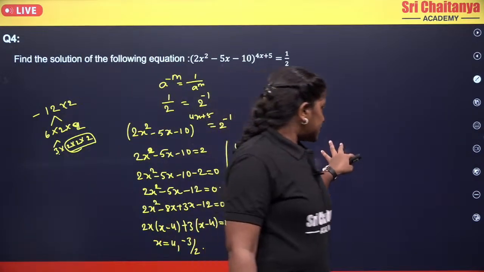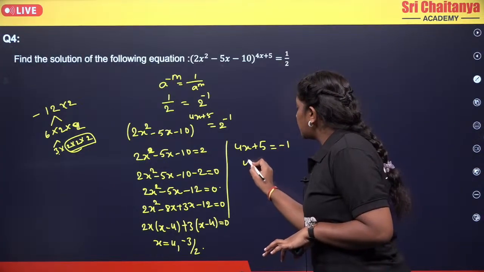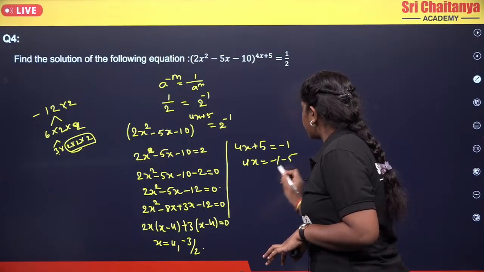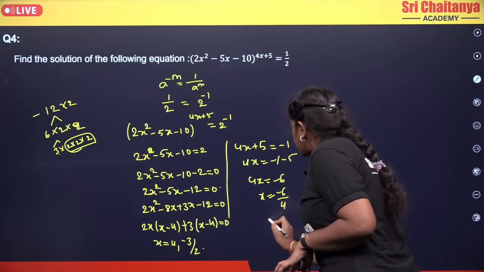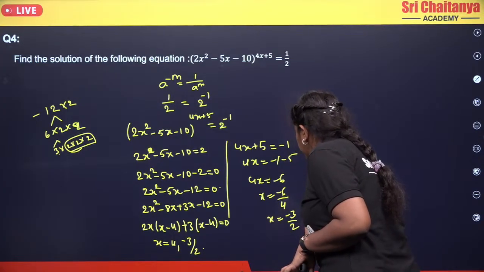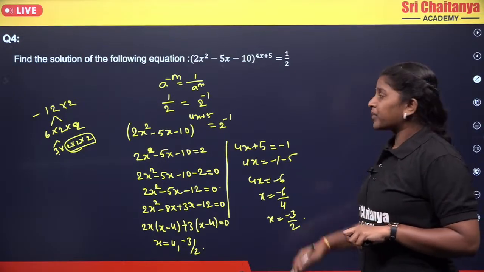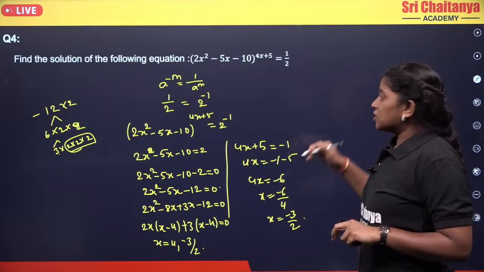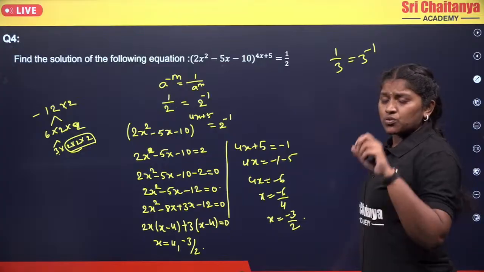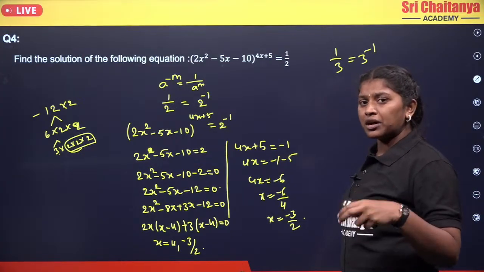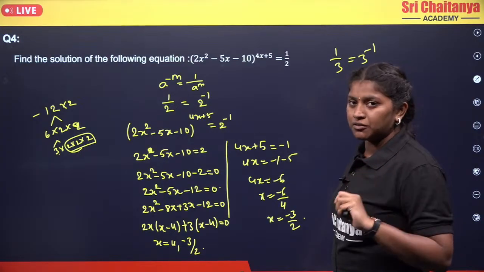Okay. Now in the same way, simplifying 4x plus 5 equals minus 1, you will get 4x equals minus 1 minus 5. So 4x equals minus 6, x equals minus 6 by 4, so x equals minus 3 by 2. Okay. So this is how we are going to find the solution if we have a fraction. For suppose if they give 1 by 3, you can take it as 3 to the power minus 1. So whatever the RHS we have, we convert it into our convenient form in order to find the solutions of the given equations.